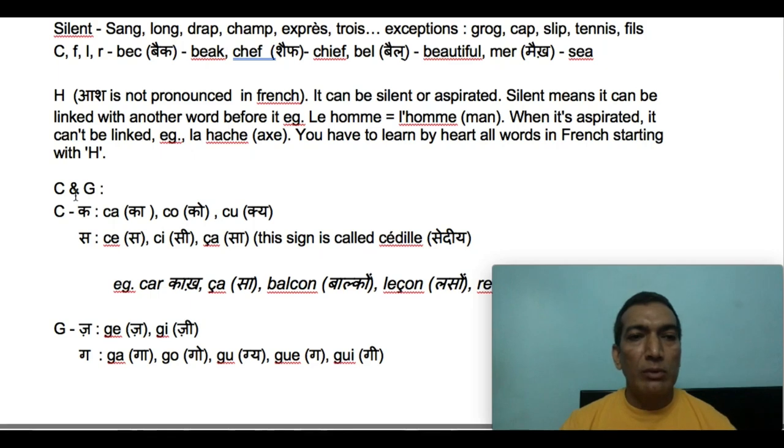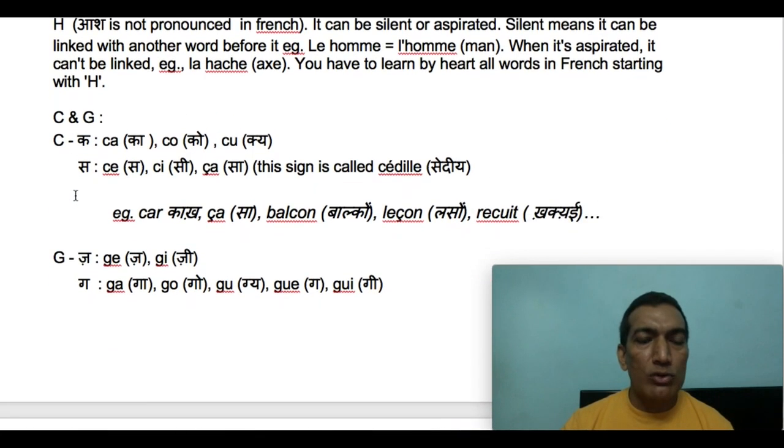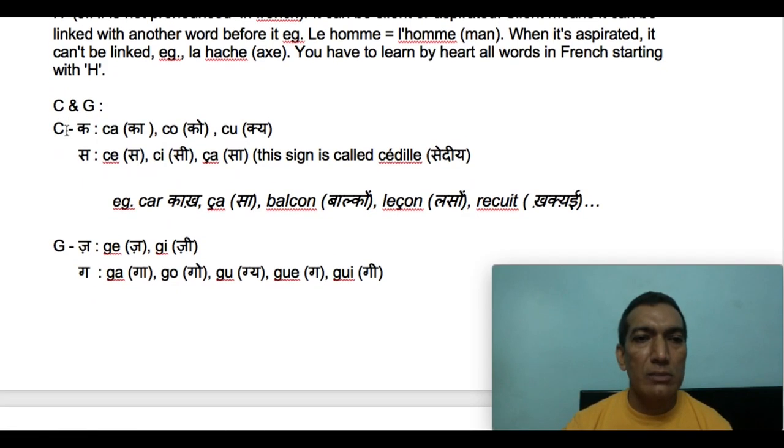Then we come to two consonants, C and J. These are two particular letters because the sound can be different according to the vowels, so you also have to remember them. Whenever C is followed by a, o, or u, it is pronounced k.